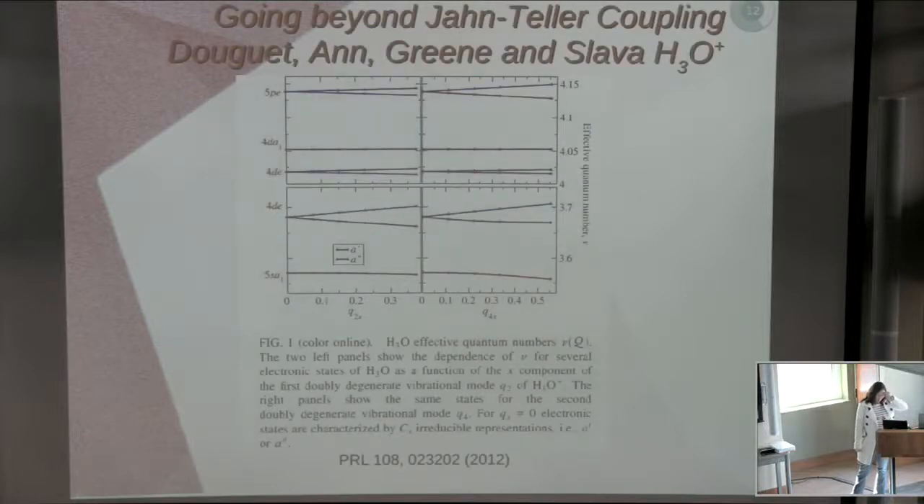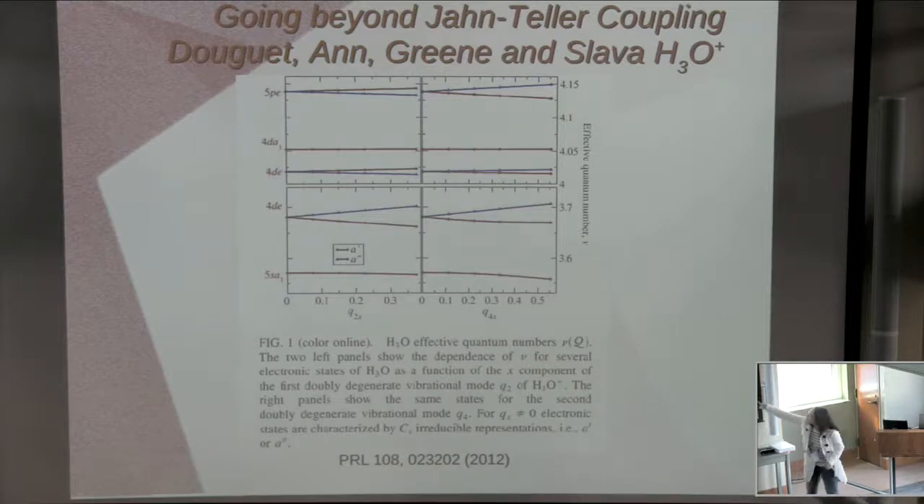So using this analytical form, going beyond the Jahn-Teller coupling, Dr. Kokoouline, Dr. Greene and coworkers calculated the cross-section. They used this model to calculate the cross-section for H3O+. On the y coordinate you have the effective quantum number, proportional to the quantum defect, and Q2x and Q4x are the two normal modes that you have for the vibration of quanta 1. You have to take into account these two normal modes, and they are both degenerate.